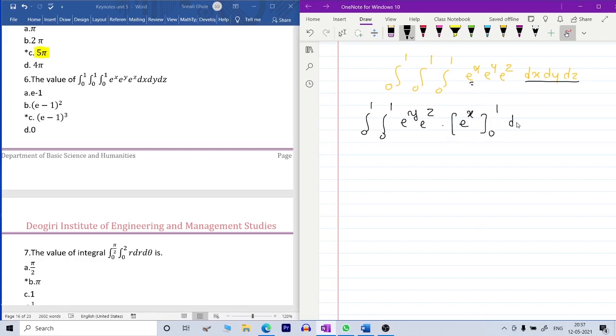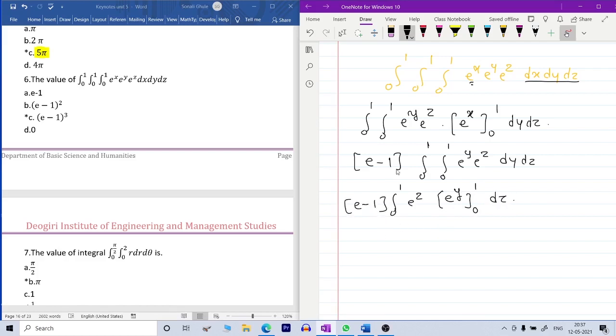Apply here limit, dy dz. Okay. So as you can see, if I use the upper limit e to the power 1, it is e, and lower limit e to the power 0, it is 1. Both are constant, so I can keep outside e to the power 1 is e only, and e to the power 0 is 1. Remaining terms are e to the power y, e to the power z, dy, dz. Now integrating with respect to y. So e to the power z is constant. Integration of e to the power y is e to the power y, dz. And this is our constant term as it is.